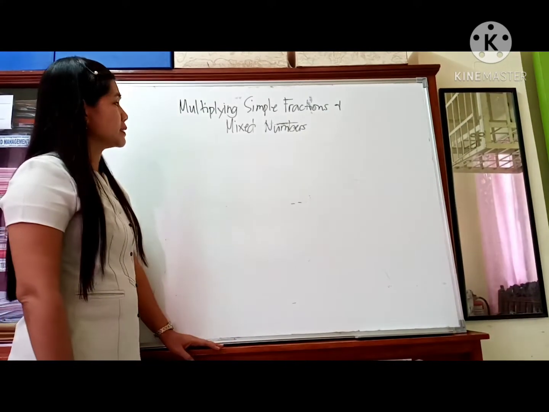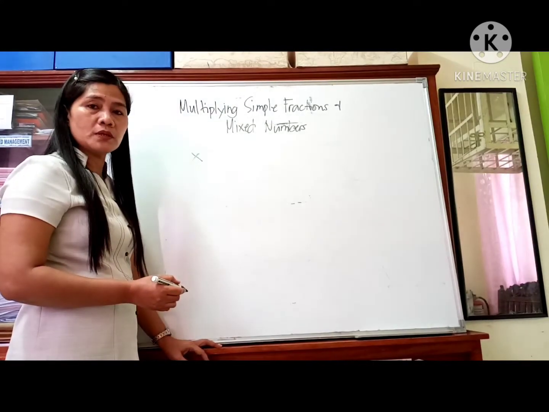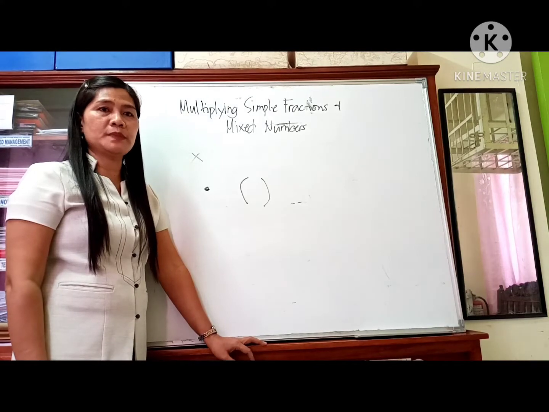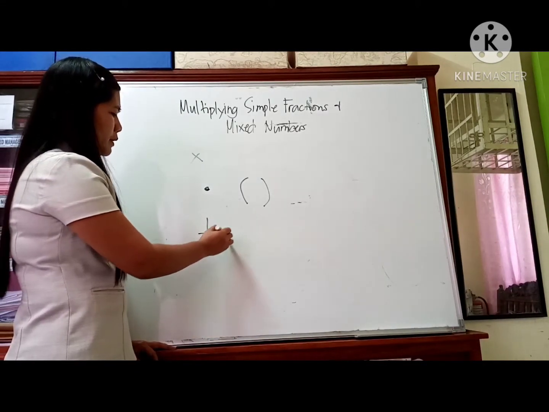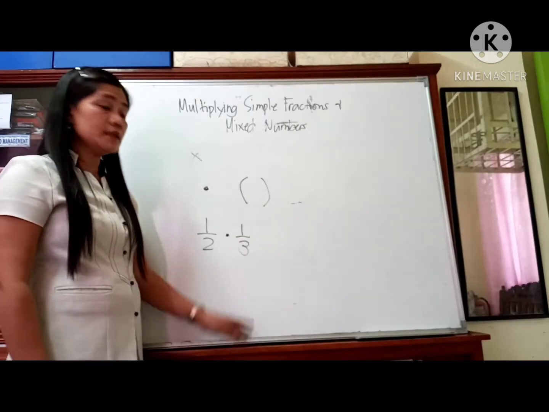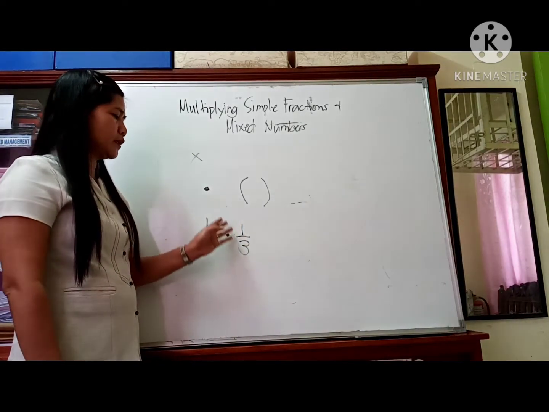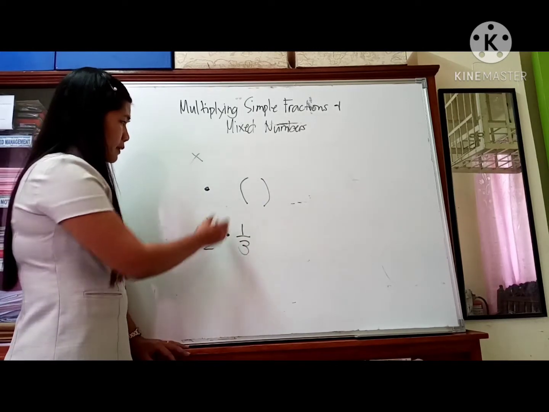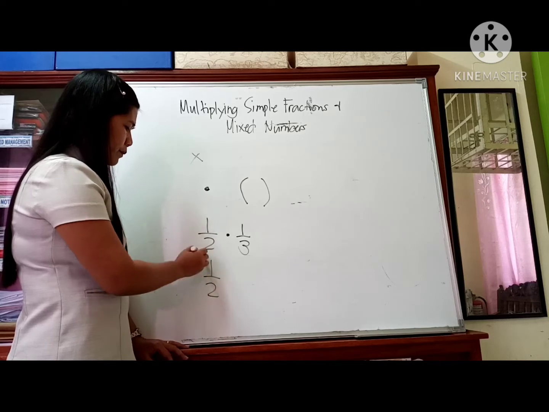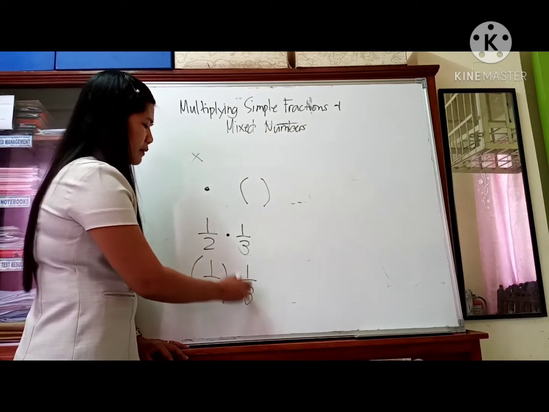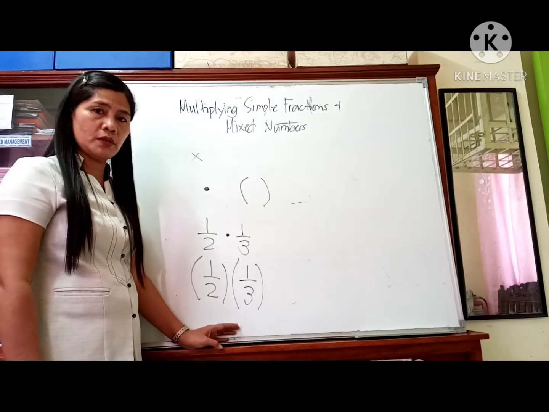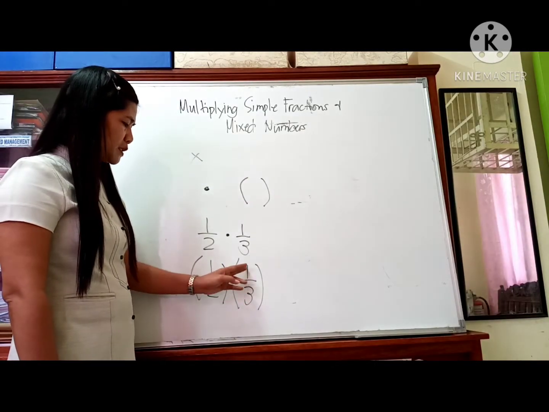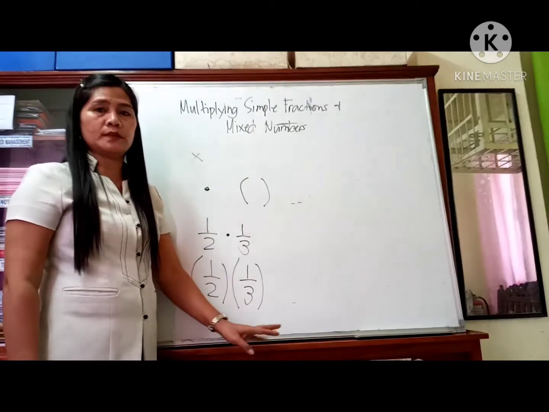As a simple reminder, aside from using x as a symbol of multiplication, you can also use a dot or parentheses to represent multiplication. So let's say 1/2 dot 1/3. That means 1/2 times 1/3. The same procedure, you multiply the numerator by the numerator and denominator by the denominator. Another way of writing it is using parentheses. So we have 1/2 in parentheses, then 1/3 in parentheses. That means multiplication. The same procedure applies. So you can multiply 1 times 1 is equal to 1, and 2 times 3 is equal to 6.